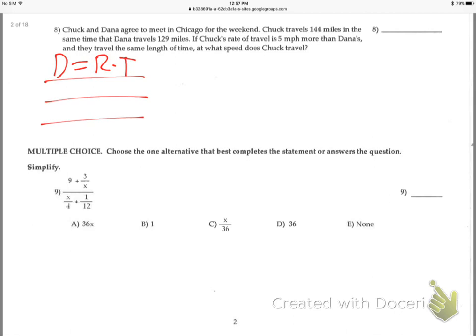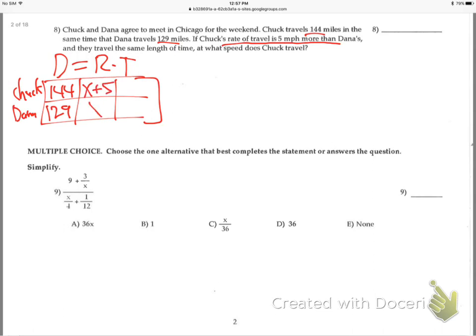So I'm going to do it quick because I went slower on the quiz one. Distance, rate, time. Chuck, Dana. Chuck's 144 miles. That's Chuck's distance. Dana, 129 miles. The rate, what does it say? Chuck's rate is 5 more. That's the same thing this morning, huh? This is so similar. I didn't realize that. So now, how do you get the time boxes? Remember, that's dividing, right? 144 over x plus 5 and 129 over x.